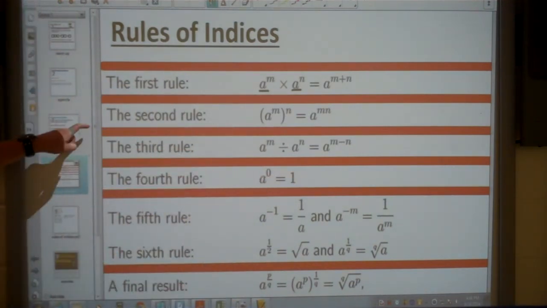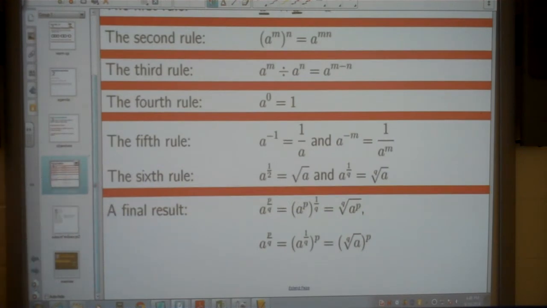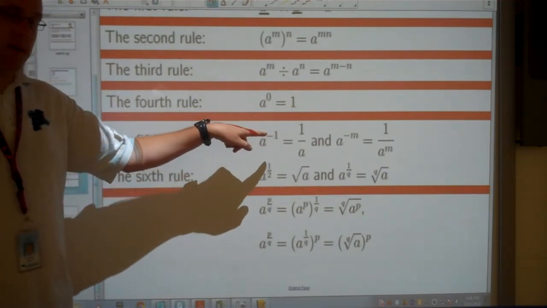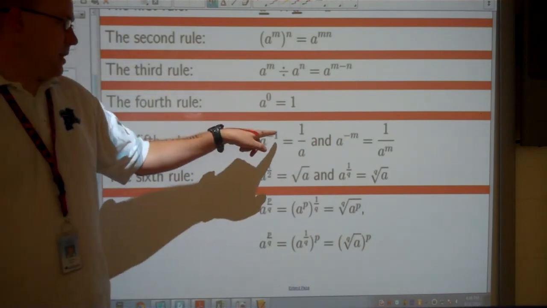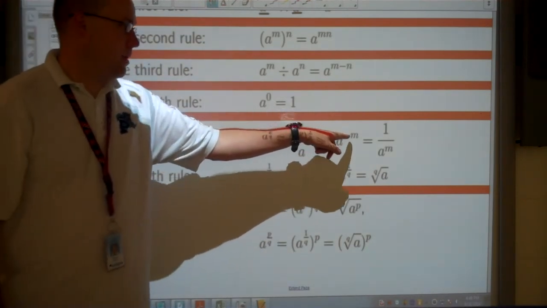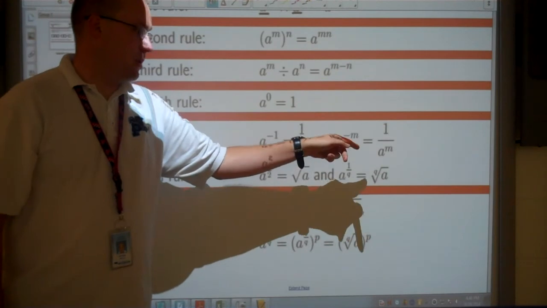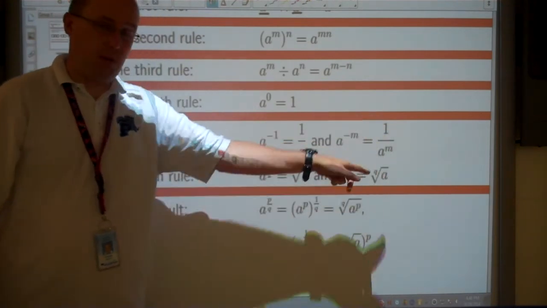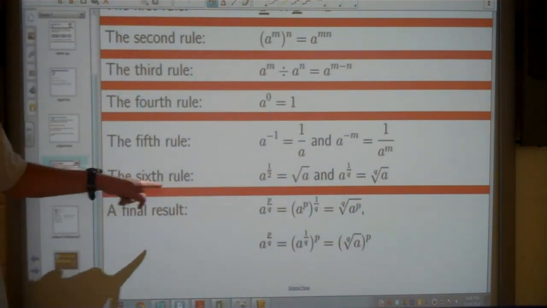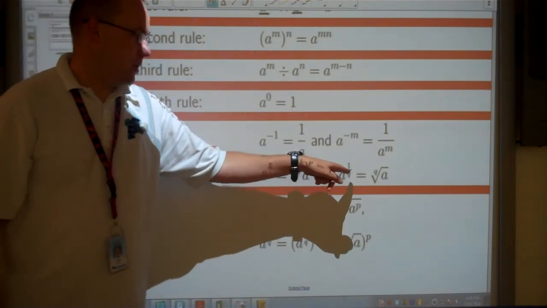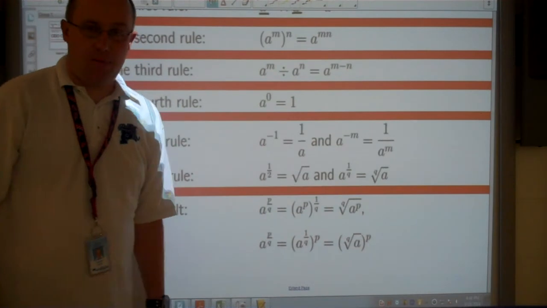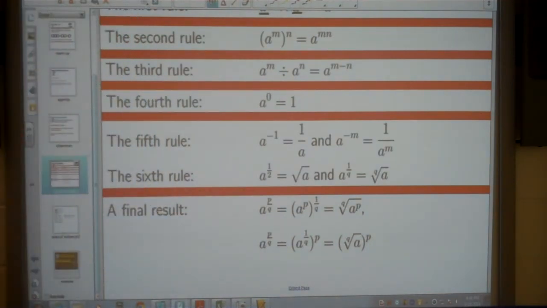Anything to the power of 0 is 1. If you have a negative exponent, then that means you do the reciprocal. If you have the power of negative 1, then it just means 1 over. If you have a to the power of negative m, then it means you work out a to the power of m, but then you do the reciprocal of that. A to the power of a half means it's a square root, and a to the power of 1 over a particular number means it's that root. So a to the power of 1/3 would be the cube root of a.